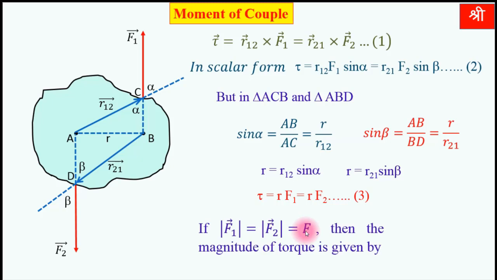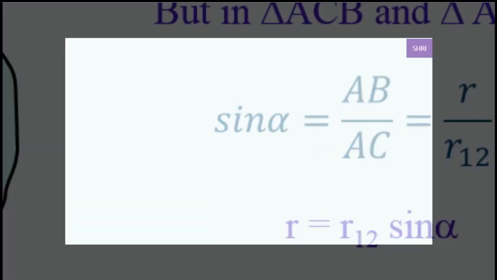equal to F, say, then magnitude of torque will be given by, here in equation 3 you can write tau equal to R into F, here also R into F. So we get one single formula for torque, that is R into F. Thus this moment of couple or torque is product of this perpendicular distance between these two forces and magnitude of one force, because magnitudes of both the forces is same. In this way we have derived the formula for moment of couple.